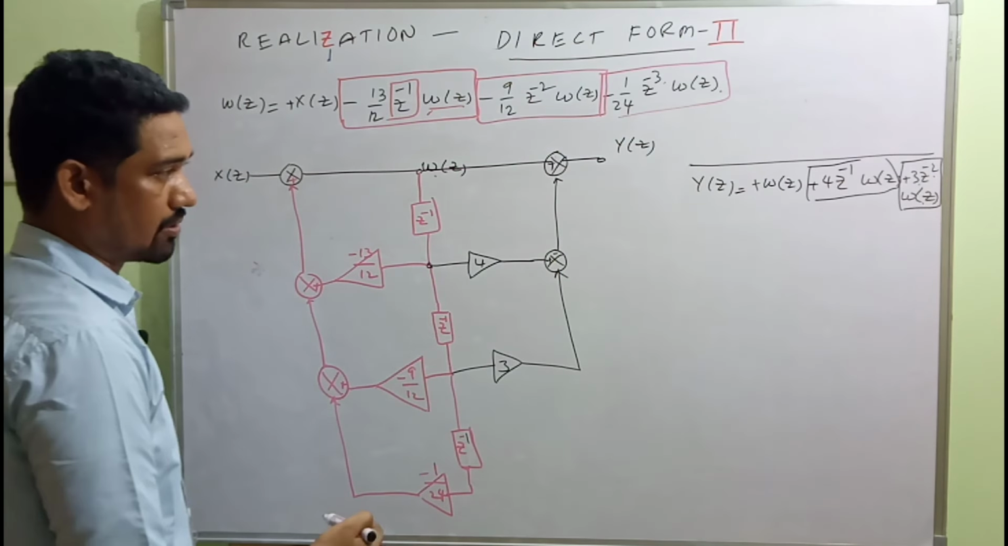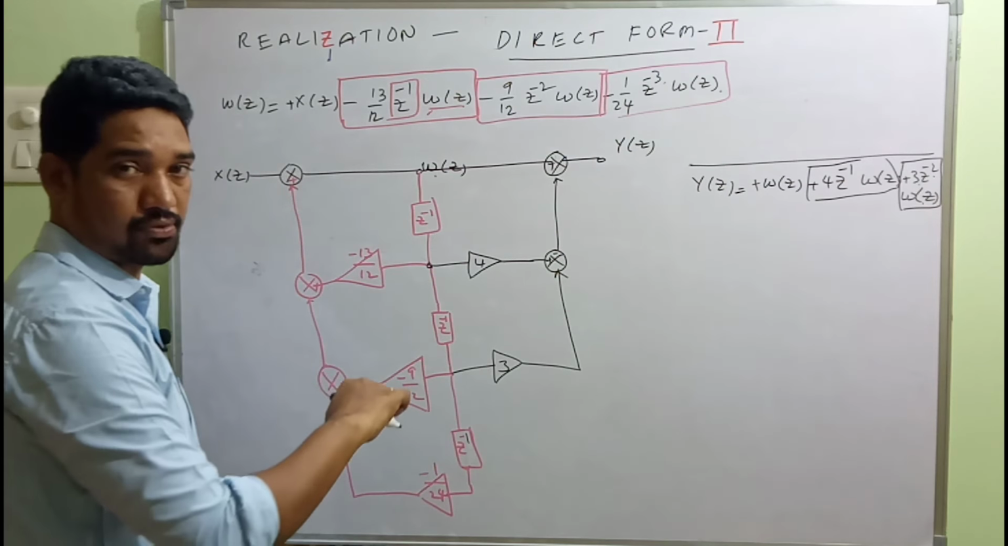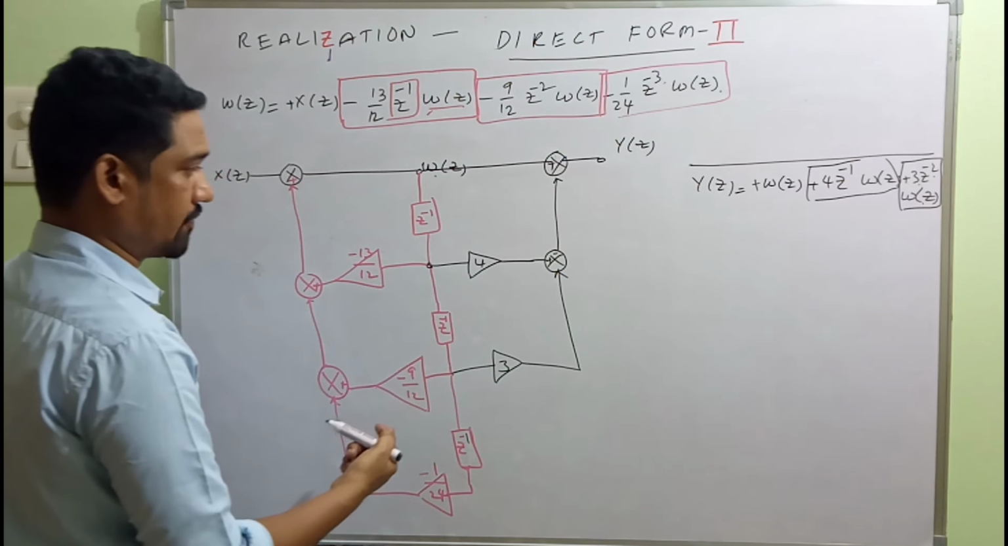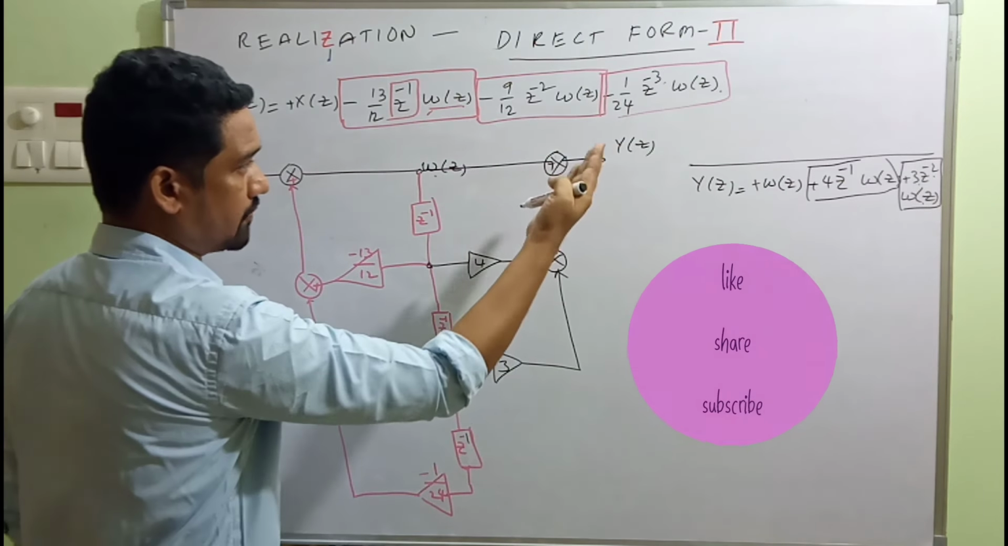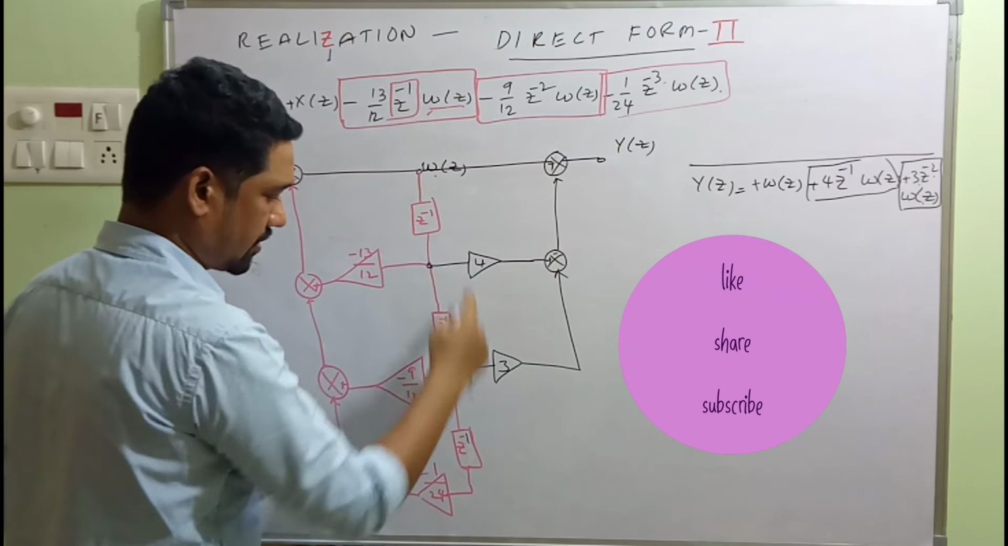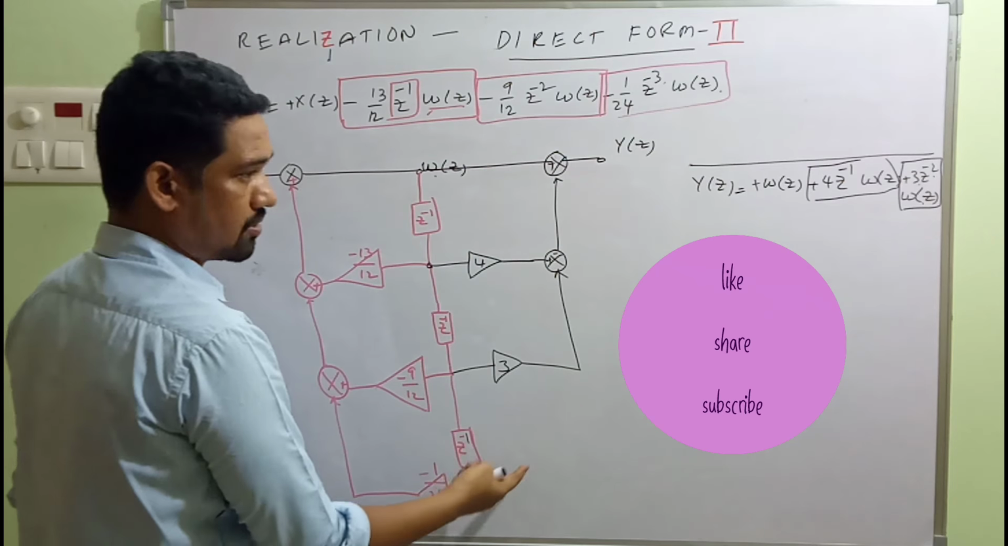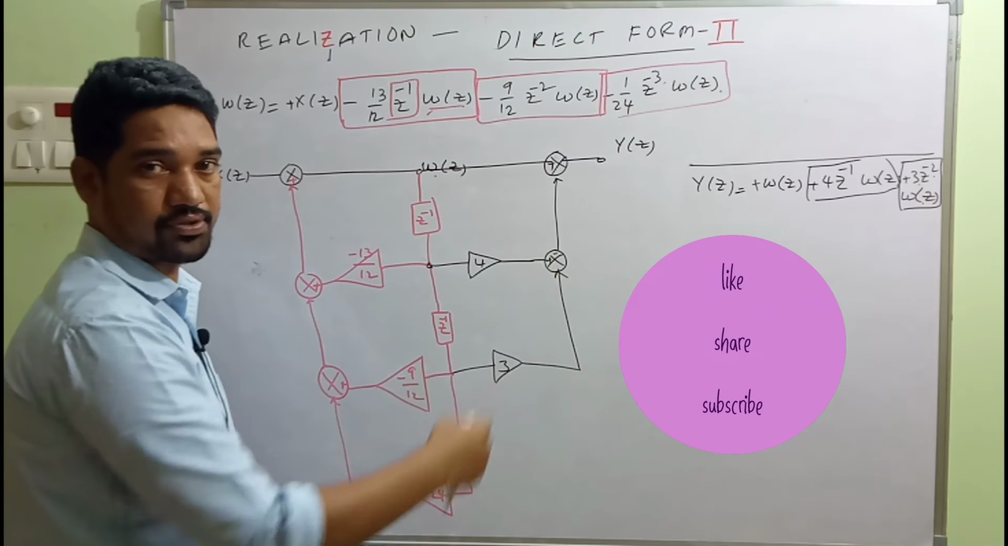And so this is known as a canonical form. The previous one was a non-canonical form, and now this direct form 2 is known as a canonical form. The reason is the number of delay elements used in constructing the digital filter is equal to the order of the system.